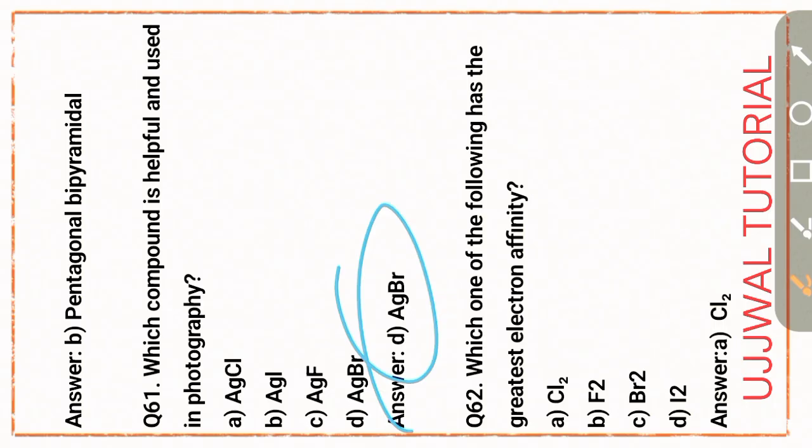Next question, question number 62. Which one of the following has the greatest electron affinity? That is chlorine. That is due to the presence of d orbital. Okay. So option A is the right answer.